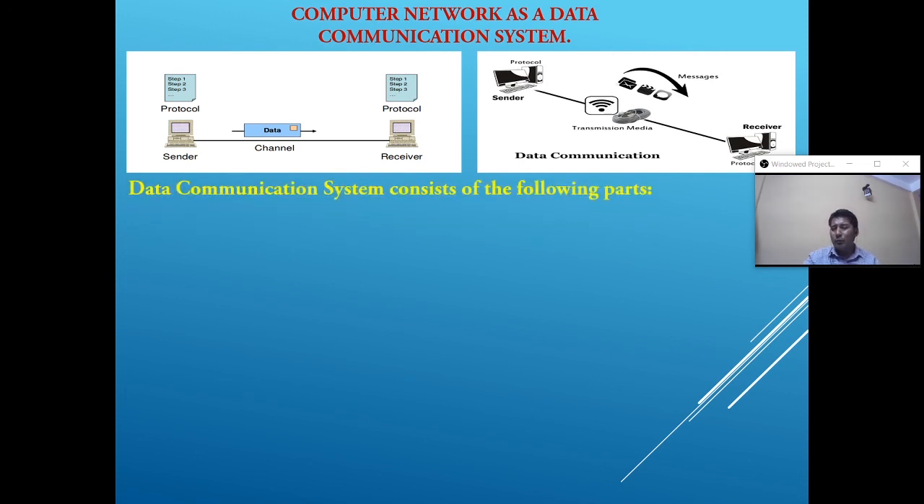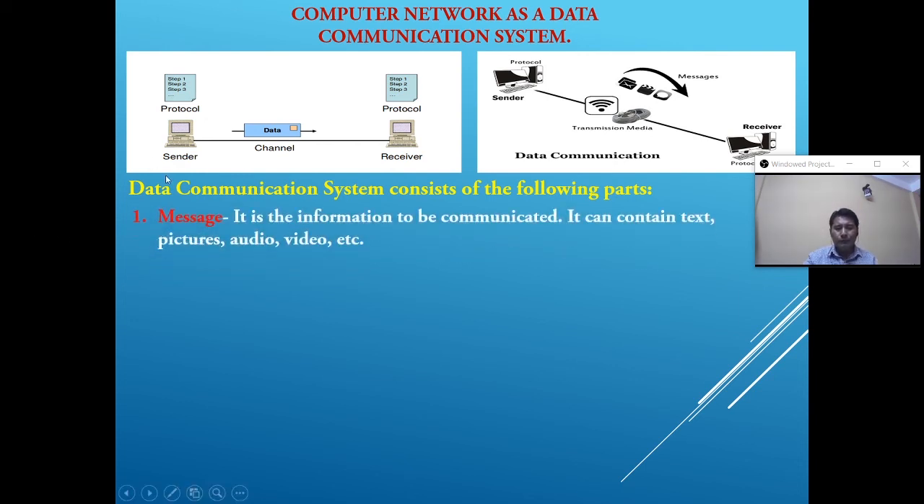Now data communication system consists of the following parts. What are they? Sorry, let us start with the message. So message is the information that we need to communicate, and it can contain text, pictures, audio or a video clip.